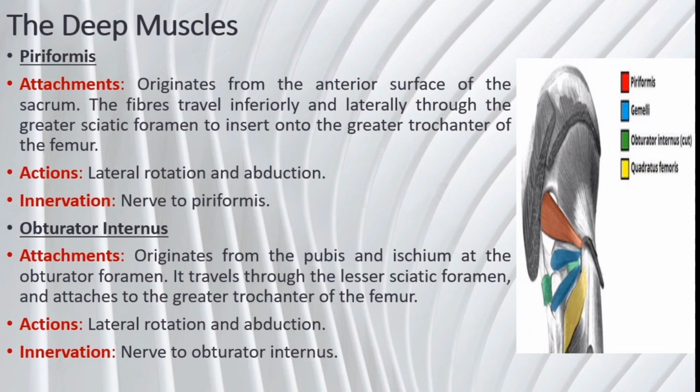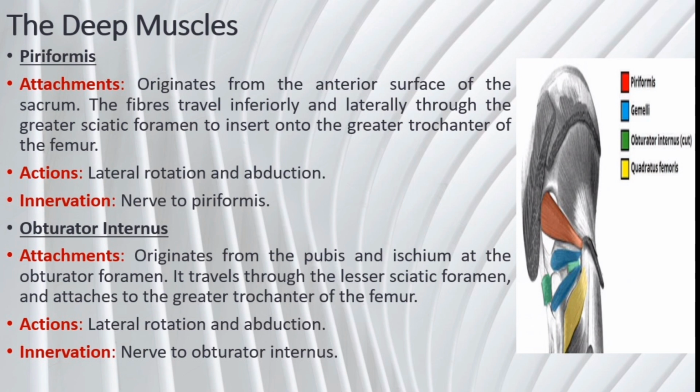The deep muscles. The deep gluteal muscles are a set of smaller muscles, located underneath the gluteus minimus. The general action of these muscles is to laterally rotate the lower limb. They also stabilize the hip joint by pulling the femoral head into the acetabulum of the pelvis.